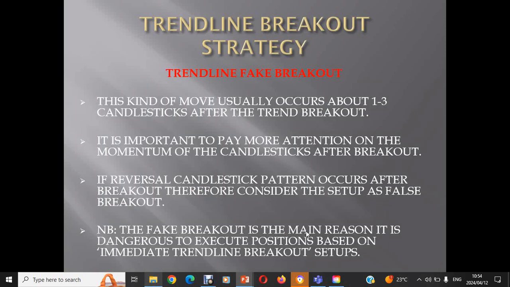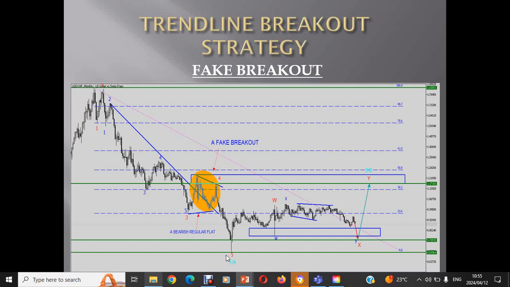Now let's go to the last point. The fake breakout is the main reason it is dangerous to execute positions based on immediate trendline breakouts. Traders, I cannot emphasize this enough. Traders, you know I always do this in my videos. I always emphasize the importance of waiting for the pullback after the breakout. Not only in a trend line breakout, but in any type of chart pattern. Whenever you see a wedge pattern, after the breakout of the wedge pattern, wait for the pullback. After the breakout of the triangular pattern, wait for the pullback.